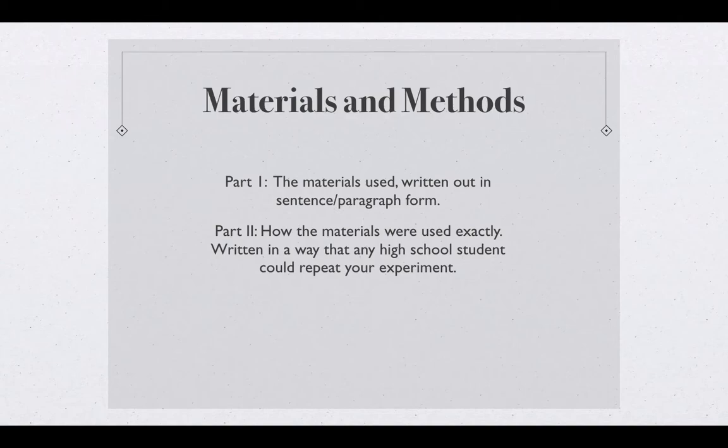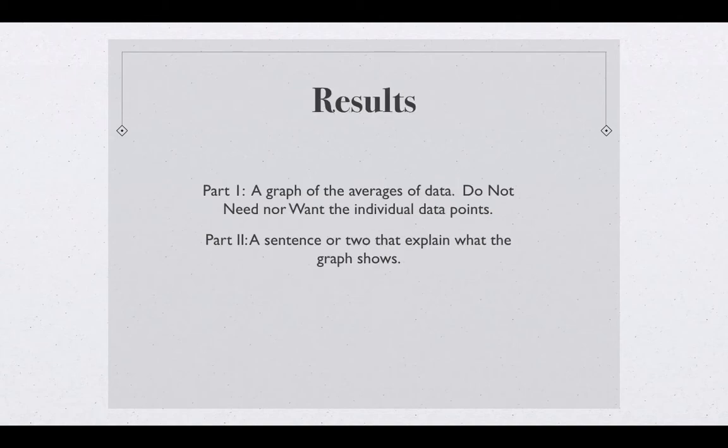After the materials and methods, you go to the results, and the results will also have 2 parts. One of them will be a graph of the data, and almost all the time that will be a bar graph or a line chart. You want to graph the averages of your data. The individual data points aren't as important as the averages of the individual points.